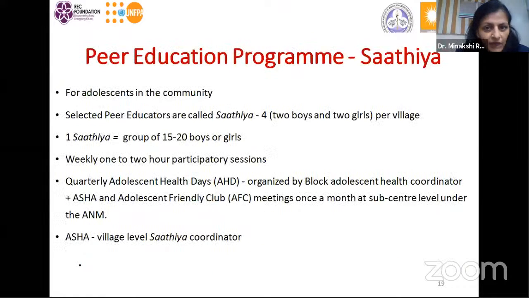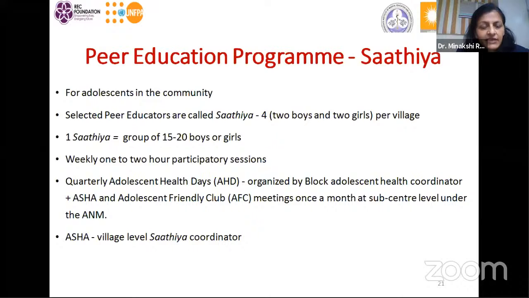This is another program that was already highlighted, the peer educator program. We choose a peer from the group only, so that adolescents may be friendly with that peer educator, and it is called Sathiya. So Asha usually coordinates with this Sathiya, and we have a quarterly meeting also. These are the programs that are already going on by the government.